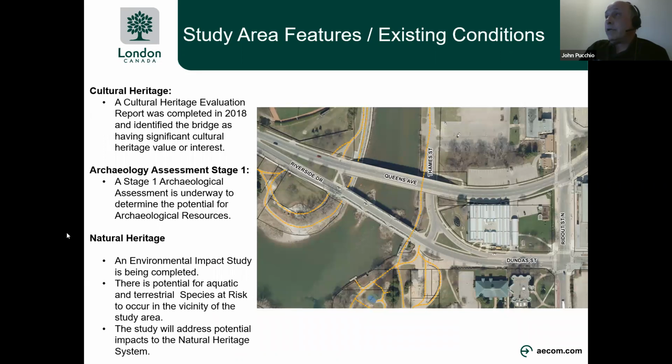So moving into other considerations for the site, historically, a crossing at the Thames River at this location has been an important link in connecting West London to the City of London. Interestingly, this bridge is the third road bridge at this location over the years. From a cultural heritage perspective, a 2018 report identified this bridge as having significant cultural value and interest. Noting that the Kensington Bridge is also designated under Part 5 of the Ontario Heritage Act and is part of the Blackfriars Petersville Heritage Conservation District.